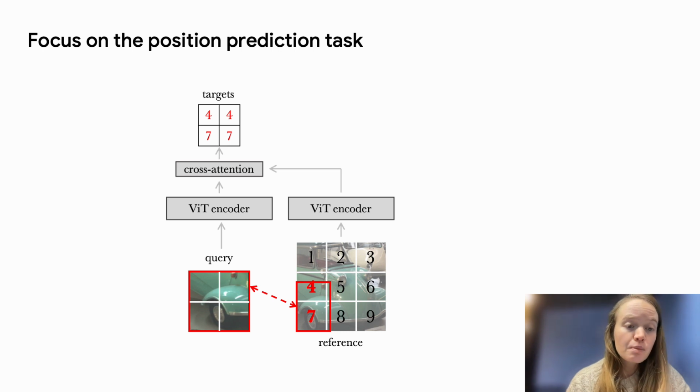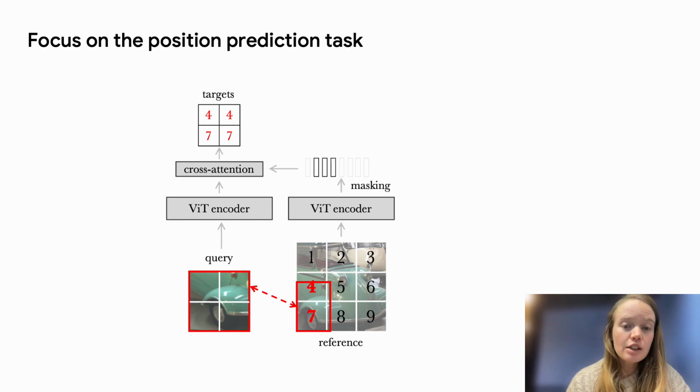So we encode both query and reference views with a ViT encoder, and then the query can look at the patch features of the reference view with a cross-attention module. And so what we find in our experiments is that actually the model is very good at solving this task, and it gets almost 100% accuracy. So we found a way to control the difficulty of this pretraining task.